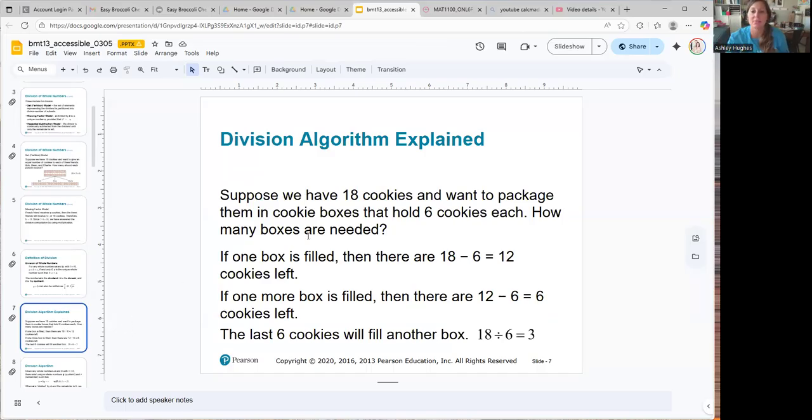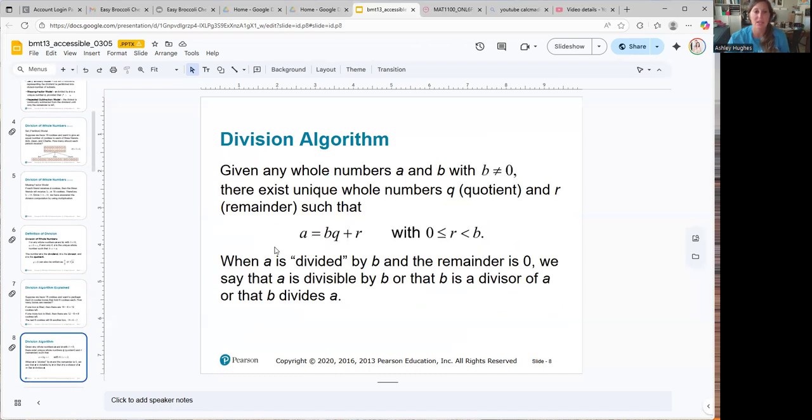This is explaining the repeated subtraction model. I take 18, I subtract 6, I get 12, I subtract 6 again, I get 6. So the last 6 cookies will fill another box, so 18 divided by 6 is 3. Given any whole numbers A and B with B not equal to 0, there's a unique number, we talked about that. And remainder, so this is if it does not divide equally. You have B times Q plus R.